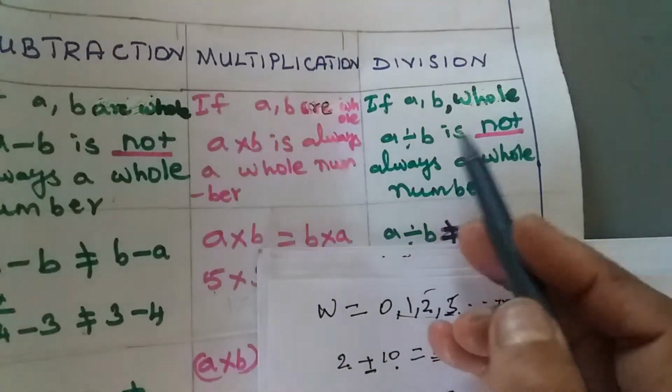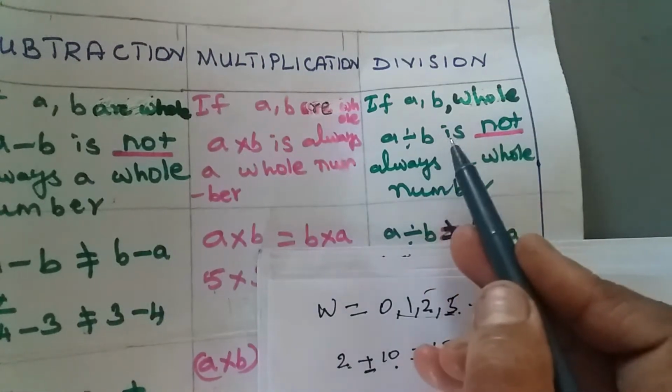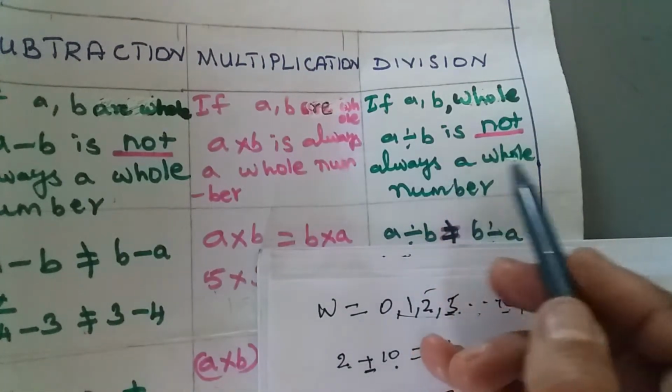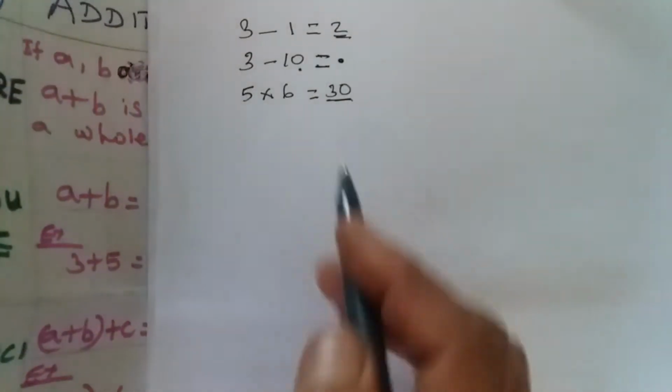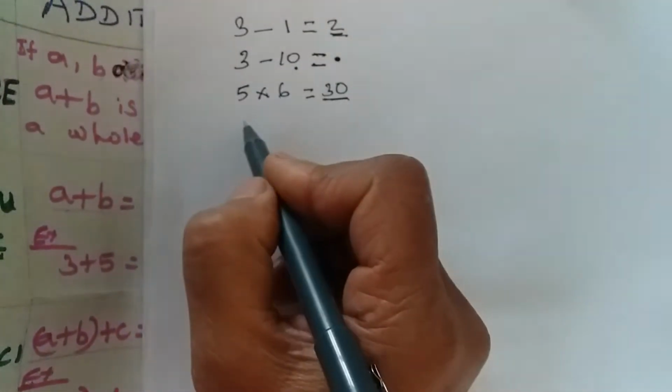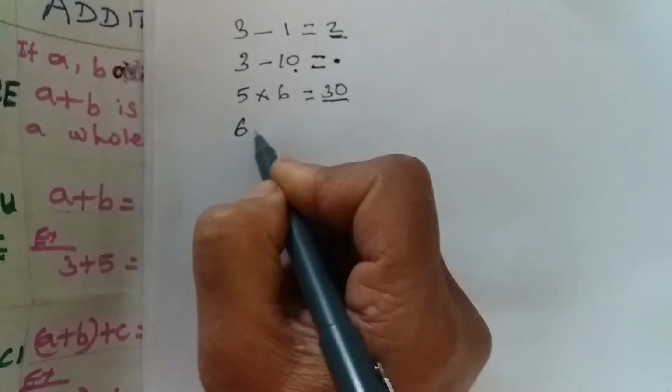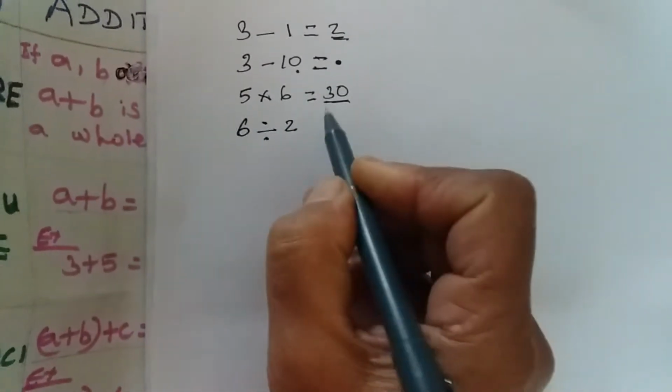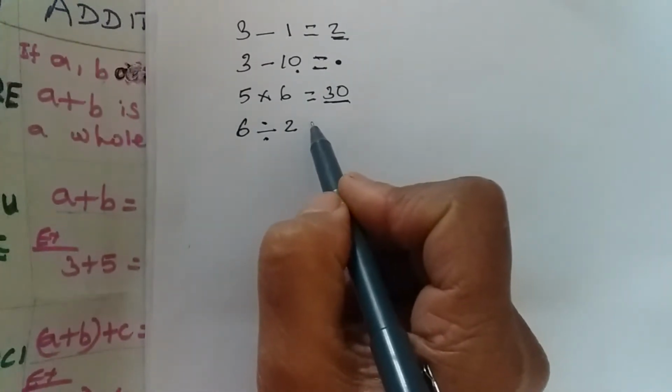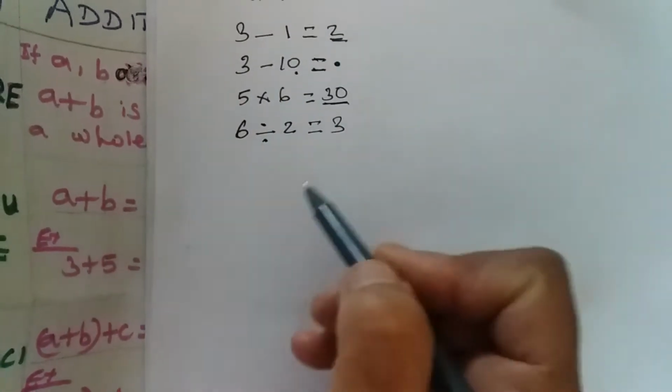Next we'll see division. If A and B are whole numbers, then A divided by B is not always a whole number. Let us check with an example. It is not true for division, just like subtraction. We'll take 6, a whole number, divided by 2, a whole number. What is 6 divided by 2? Yes, it is 3. 3 twos are 6.